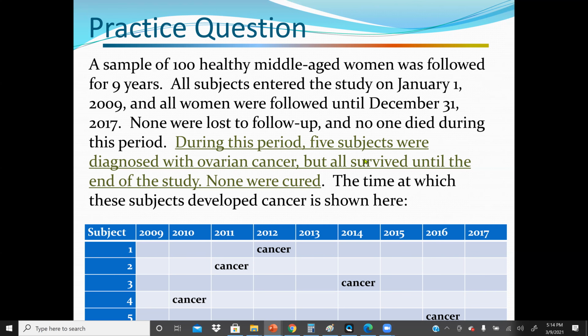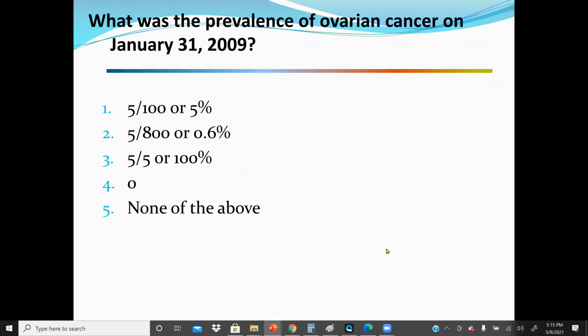During this period, 5 subjects were diagnosed with ovarian cancer, but all survived until the end of the study. None were cured. The time at which each subject will develop cancer is shown here. So we have 1 in 2010, 1 in 2011, 2012, 2014, and 2016. So those are the 5 people who have the cancer. We didn't have any loss to follow-up or deaths, nothing.